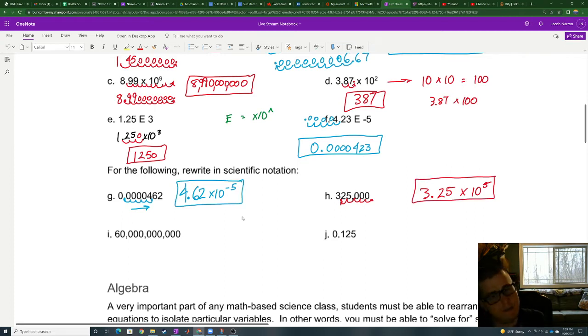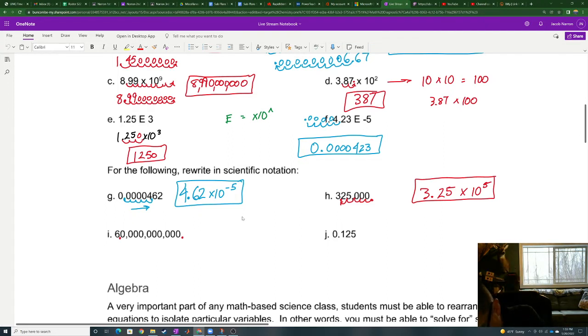Let's look at I. Letter I is another big number. So we have 60 billion, it looks like. So decimal, where is it? It's right there. Okay. But I want to move it right next to the 6. I always want to have one integer. I always want to have one number next to the decimal.